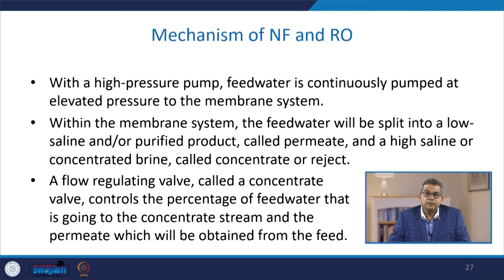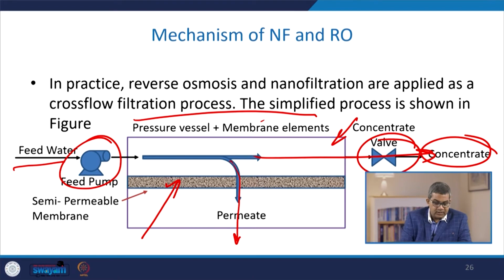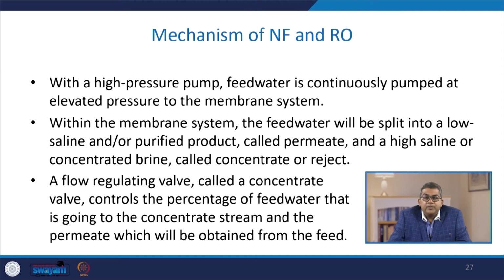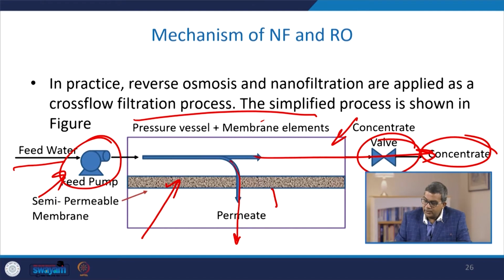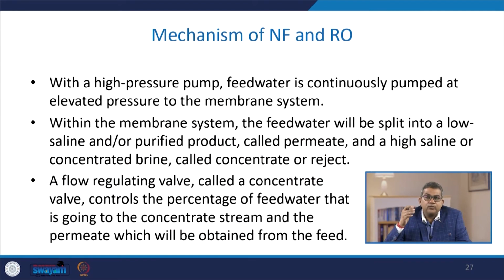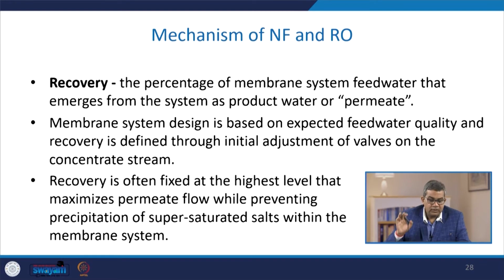Now, with a high pressure pump, the feed water is continuously pumped at elevated pressure to the membrane system. Within the membrane system, the feed water will be split into a low saline or purified product, that is called the permeate, and a high saline or concentrated brine, that is called the concentrate or reject. A flow regulating valve, usually called the concentrate valve, controls the percentage of feed water that goes to the concentrate stream and the permeate which will be obtained from the feed.